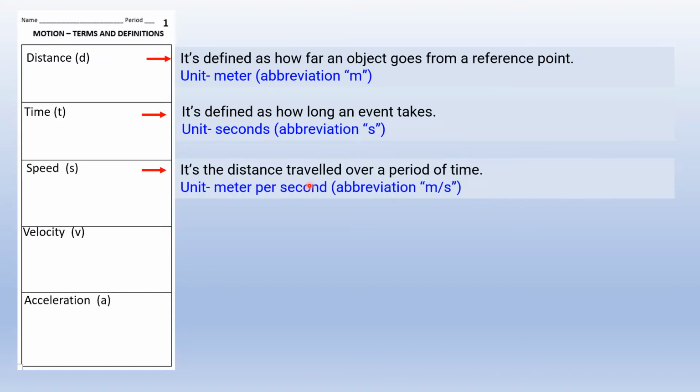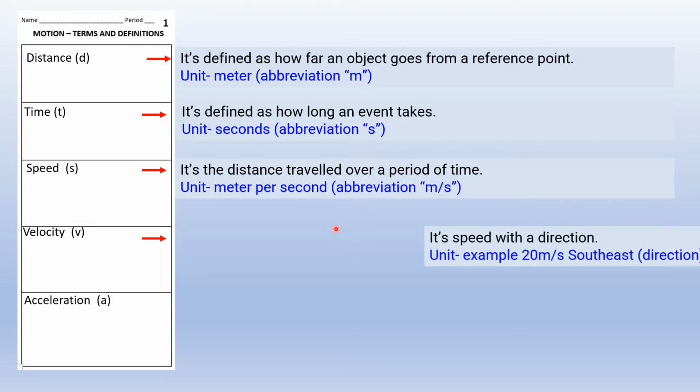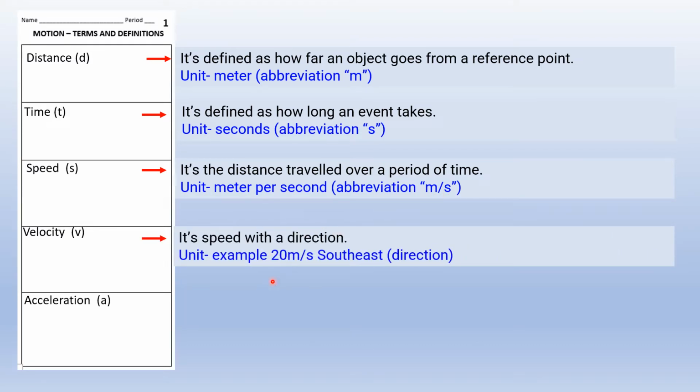Speed is the distance traveled over a period of time. The unit for speed is meter per second, abbreviation m/s. Velocity is speed with a direction. For example, 20 meters per second southeast.